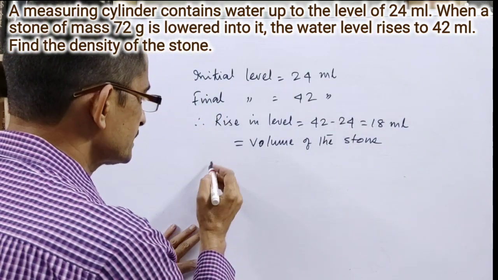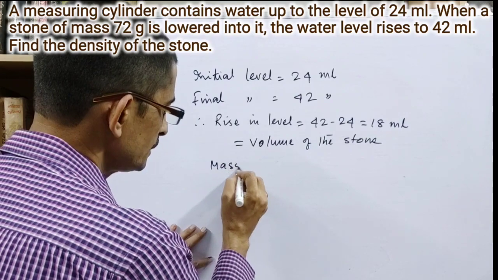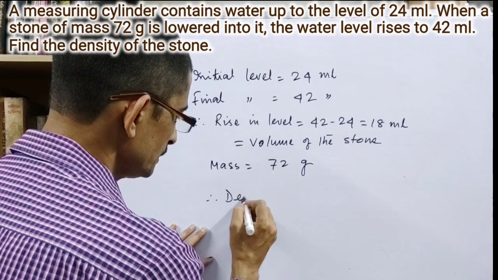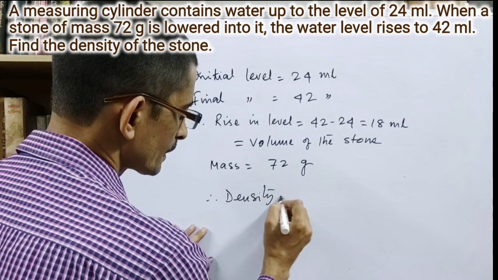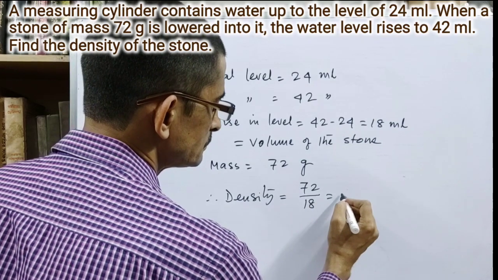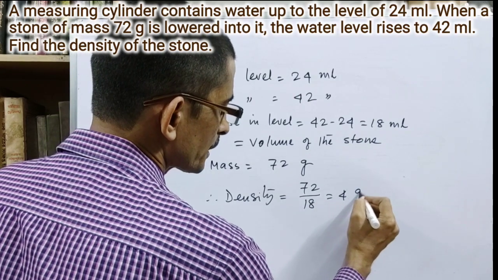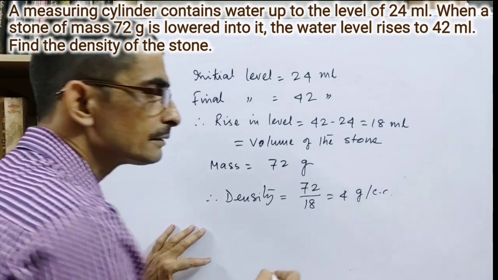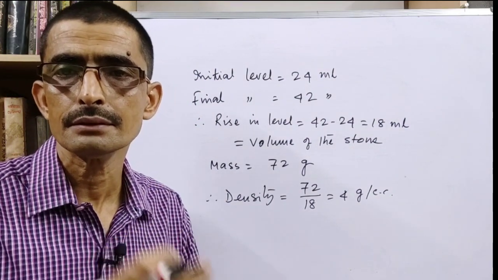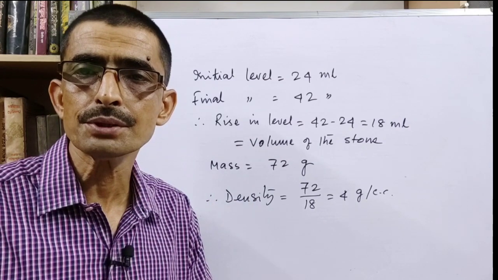Its mass is given. Mass is equal to 72 gram. Therefore density is equal to mass by volume, 4 gram per cc. Very easy, see, just apply your conception, you can do.